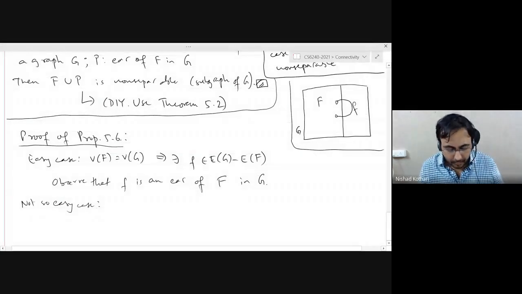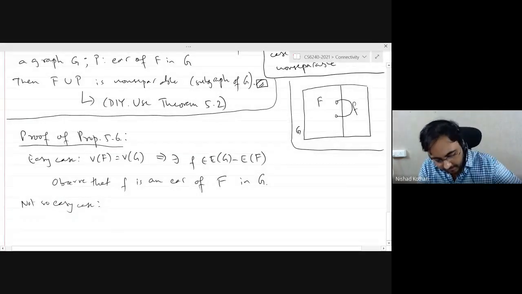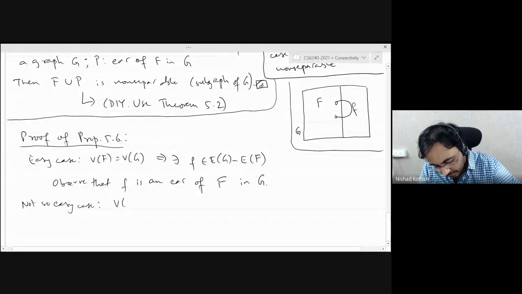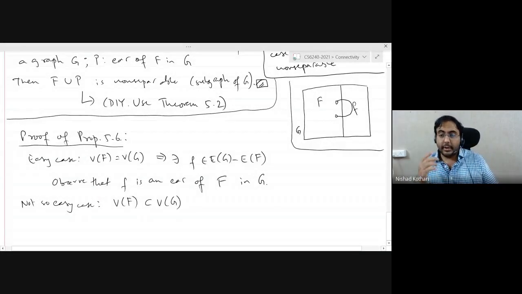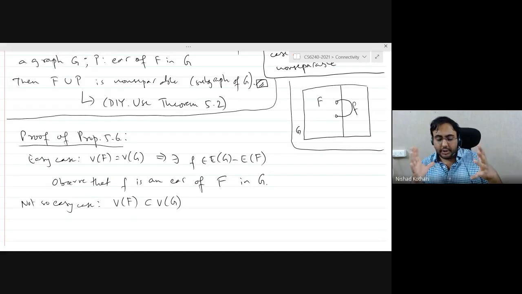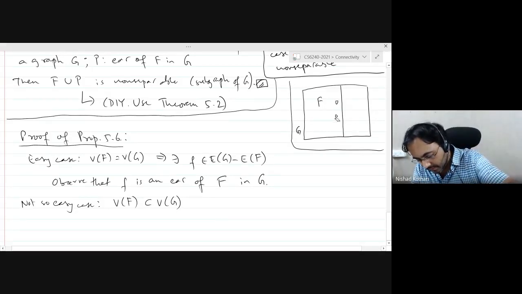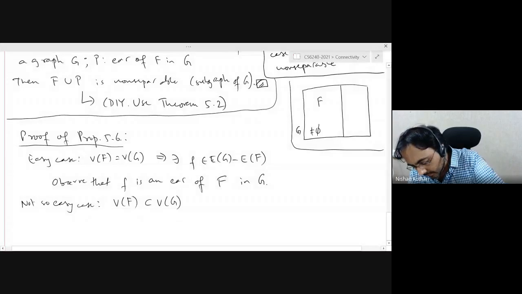Supposing the vertex set of F is indeed a proper subset of the vertex set of G. So supposing you have not covered all of the vertices of the graph. So there are vertices in G that are not in F. Okay, then what do we do? So we know that the vertex set here is not empty, and this is also not empty. By that I mean the vertex set.